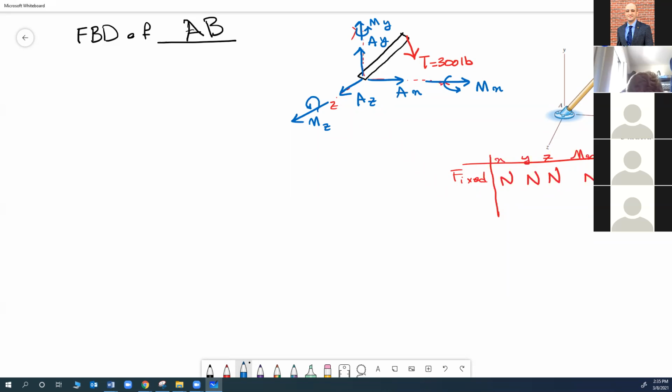Six unknowns. I've got to use all my powers, right? All of the six equations that I have. Summation of forces in vector form equals 0. Summation of all moments in vector form equals 0. Okay. Let's just start with forces. Forces are easier always. What do I need before I can actually write this equation?